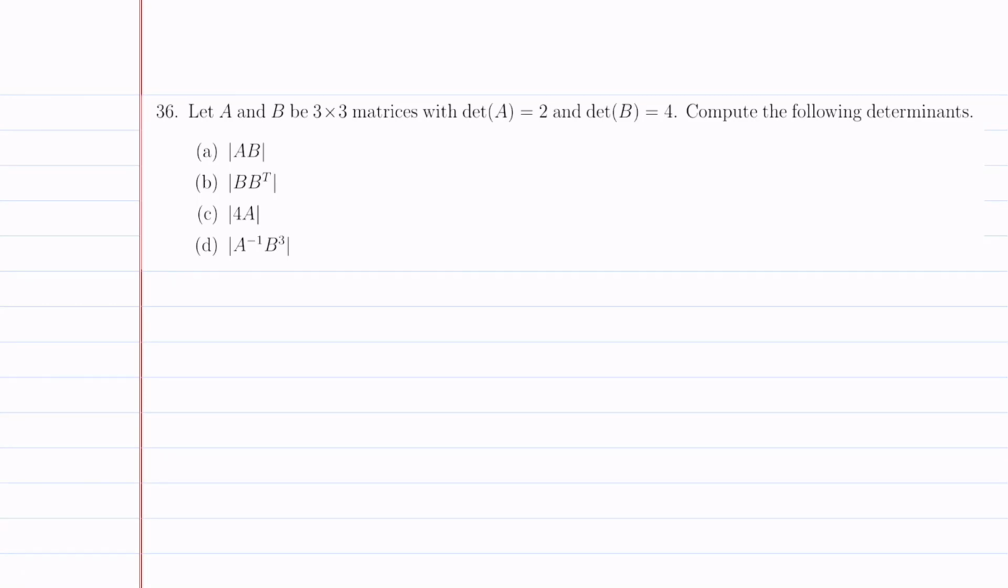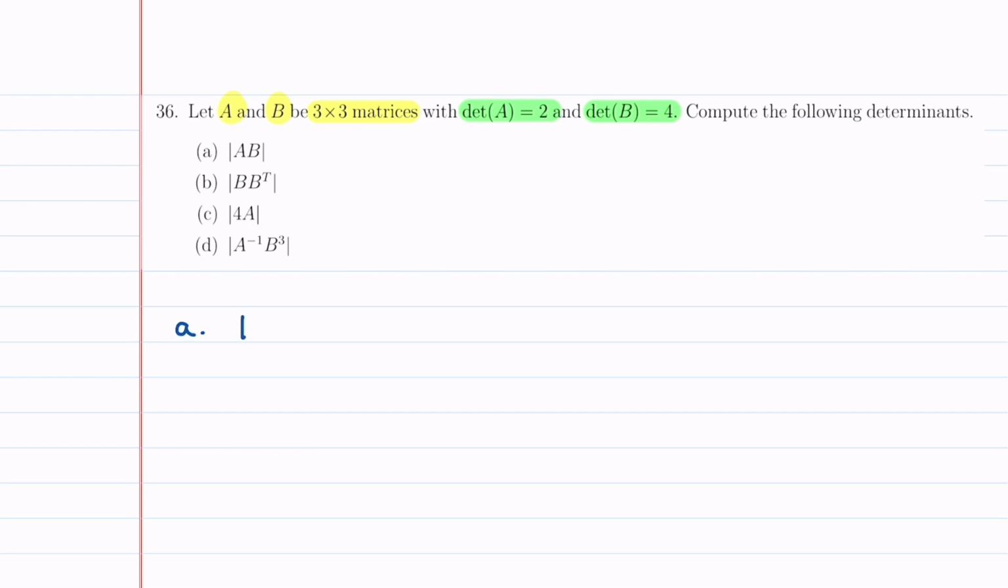In this problem, we're going to do some calculations with matrices. We're going to let A and B be 3 by 3 matrices, and we're told that the determinant of A is 2 and the determinant of B is 4, and we're asked to compute the following determinants. Let's start with part A.